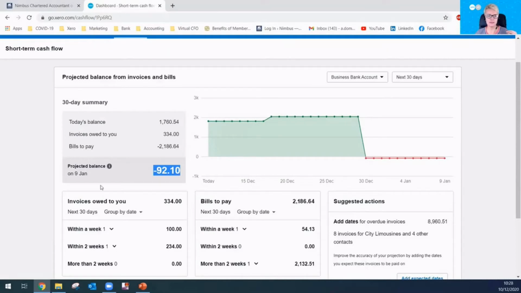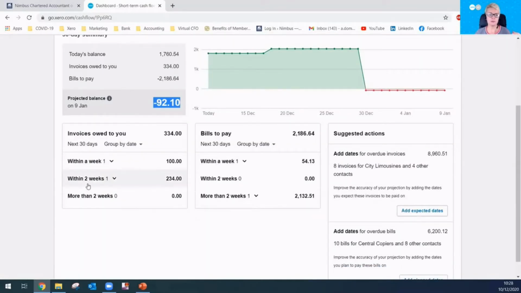So what is the summary telling us? It is telling us that today we have 1,700 in the bank, our customers owe us 300, and we need to pay over 2,000 in bills. That means we have a little problem because we are short of cash. We will not be able to pay our bills in 30 days time. So definitely this is something we need to look into.